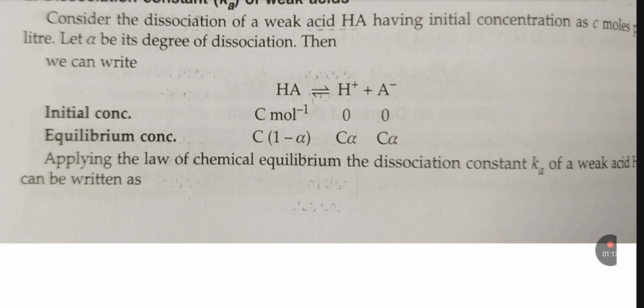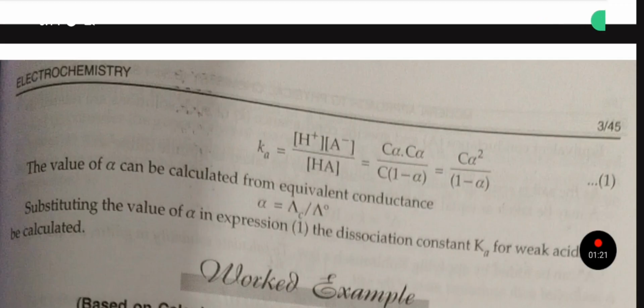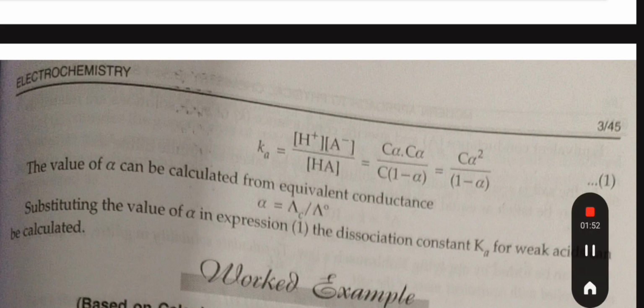Applying the law of chemical equilibrium, the dissociation constant Ka of a weak electrolyte can be written as Ka equals concentration of H+ into concentration of A- divided by concentration of HA. On putting the values, we get C alpha squared by 1 minus alpha. The value of alpha can be calculated from equivalent conductance: alpha equals lambda C by lambda naught. Substituting the value of alpha in expression 1, the dissociation constant Ka for weak acids can be calculated.